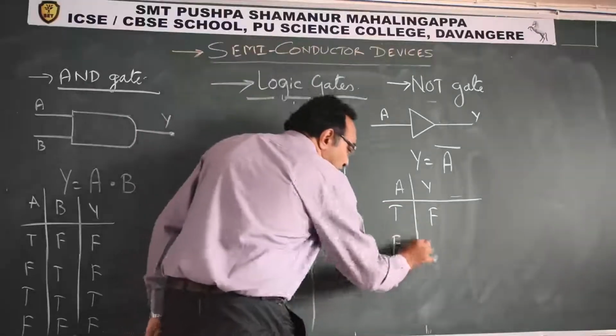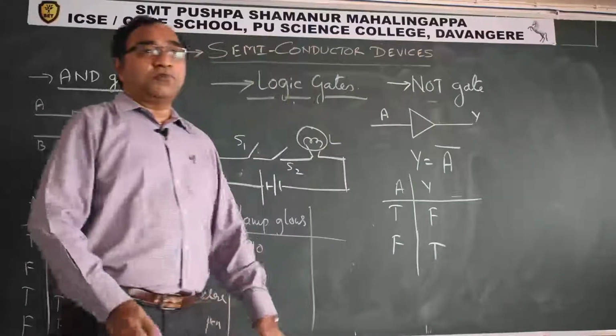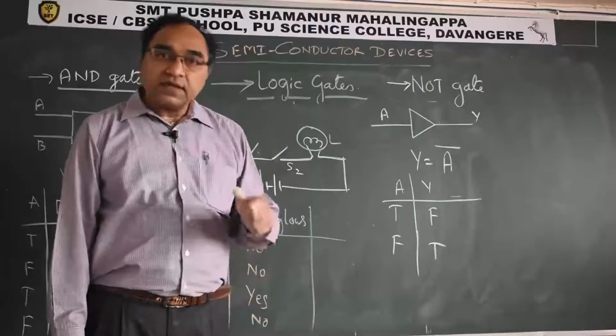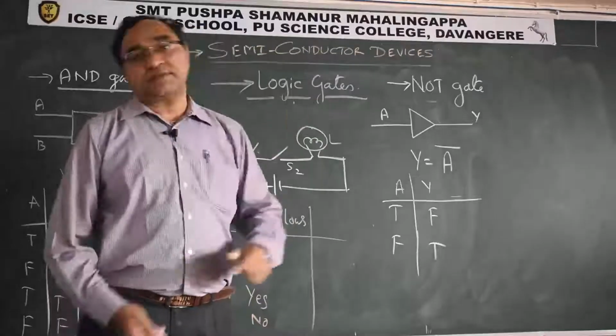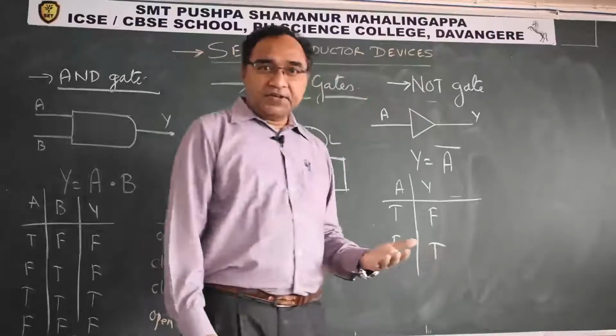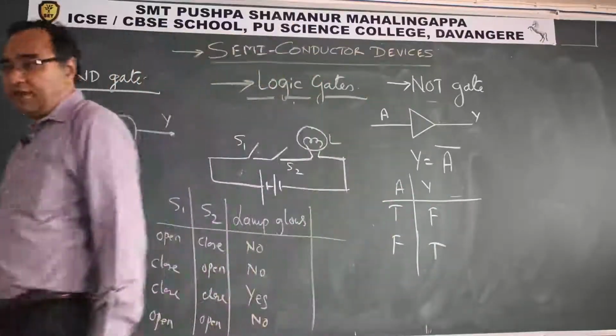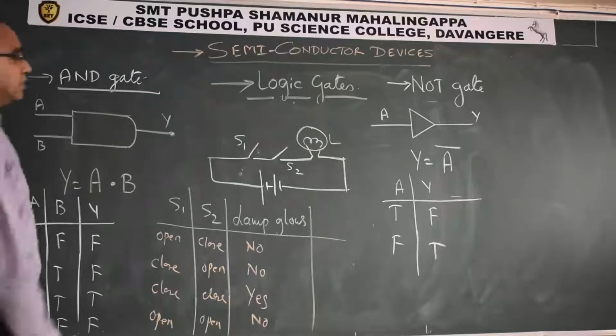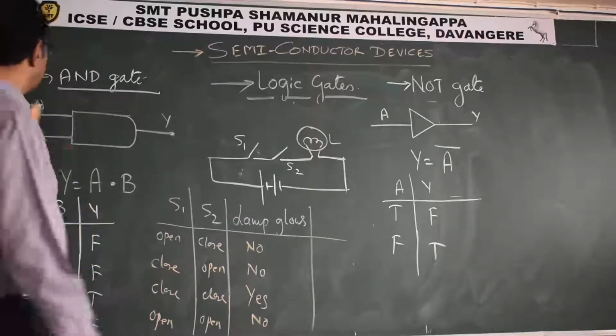If there is no power, yes, they give output. See, this NOT gate is used in inverters. See, this is the design. Got it? These are the pure gates. These are the three pure gates that we see. Understood? Now, let us see the combinations.